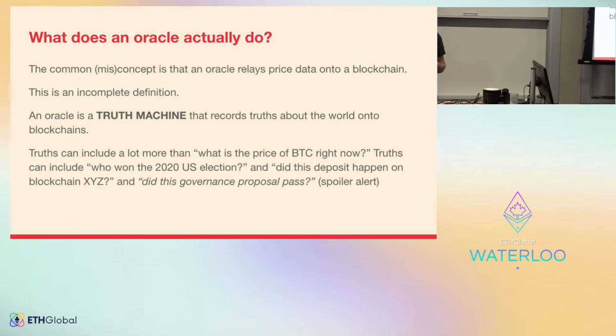That means that you have a really flexible architecture, so you can ask questions that are really basic data things like, what's the price of Bitcoin, a typical Oracle question. Or you could ask natural language things like, who won this election, or did this deposit happen on this other blockchain, or what's the result of this off-chain calculation that could be super complicated, this like ZK circuit that you're calculating. Or did this governance proposal pass, which is actually a use case that we're diving into right now around DAO governance, which I'll spoil right now a little bit, but get into later.